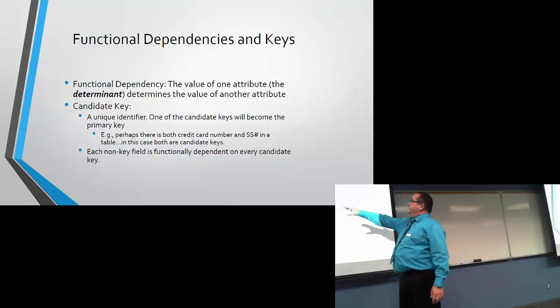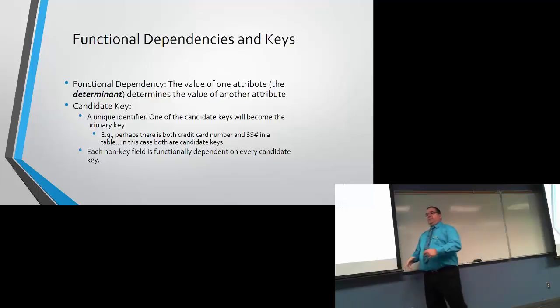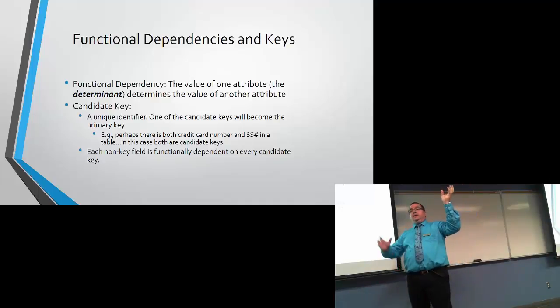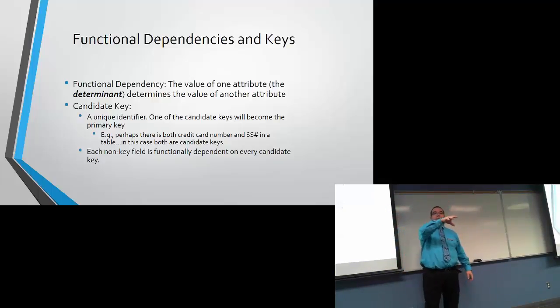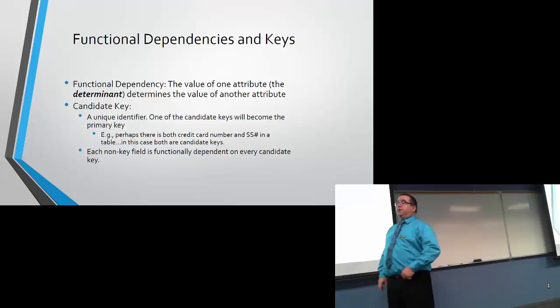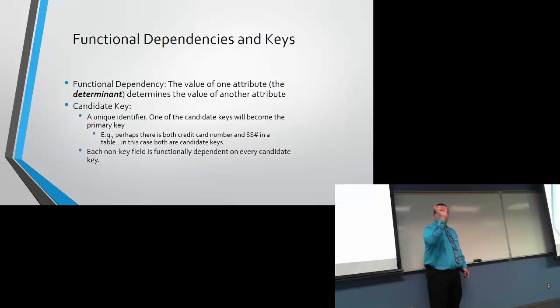Now, functional dependency: the value of one attribute determines the value of another attribute. That sounds kind of stupid, the way they worded that. But essentially, you have one attribute, and then another attribute, and this attribute can't be defined unless you have the first one. For example, SIN number 1, 2, 3, 4, 5, 6, 7, 8, date of birth March 7th, 75. You can't have March 7th, 75 unless you have that SIN number. That's a functional dependency. In other words, that date of birth is functionally dependent on the SIN number.